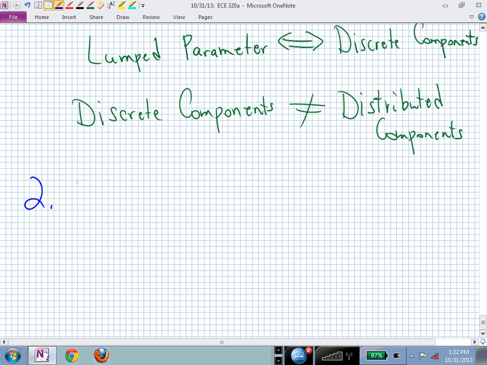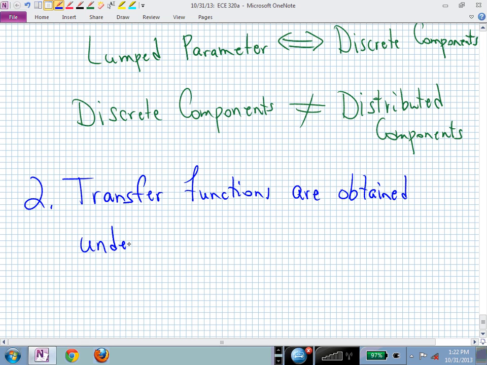2. This is probably going to be your favorite. Well, maybe you like the lumped. Transfer functions are obtained or computed or found or derived under zero initial conditions. So you can throw away the first half of this lecture when we're talking about transfer functions in terms of finding the transfer function.